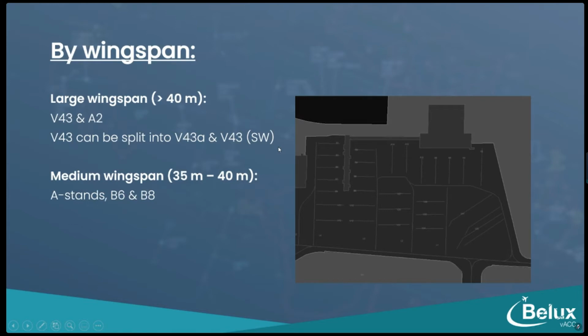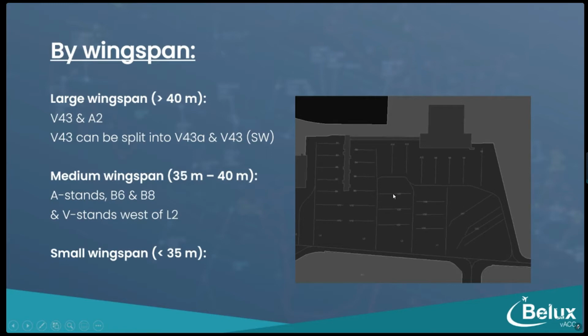Then you have the medium wingspan, the most used stands in general. You have the Alpha stands, all these. Bravo 6 and Bravo 8 are also medium wingspan, but normally you don't really use them that much for medium wingspan aircraft. And then the Victor stands, the west of Lima 2, are also for a medium wingspan.